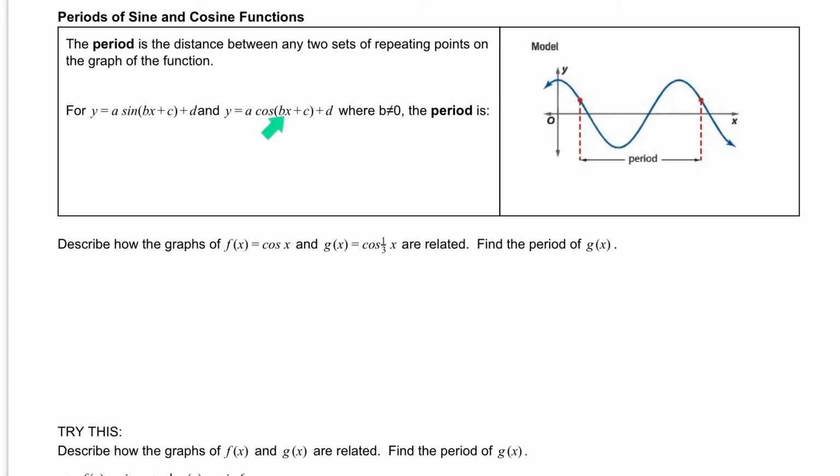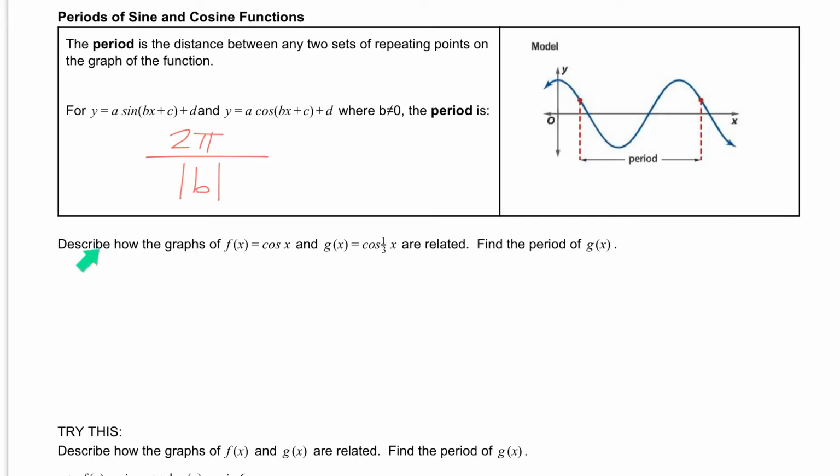And for your sine and your cosine graphs where b is not equal to 0, the period can be found by taking 2 pi and dividing it by the absolute value of b. So 2 pi over b, again, b is going to be positive.